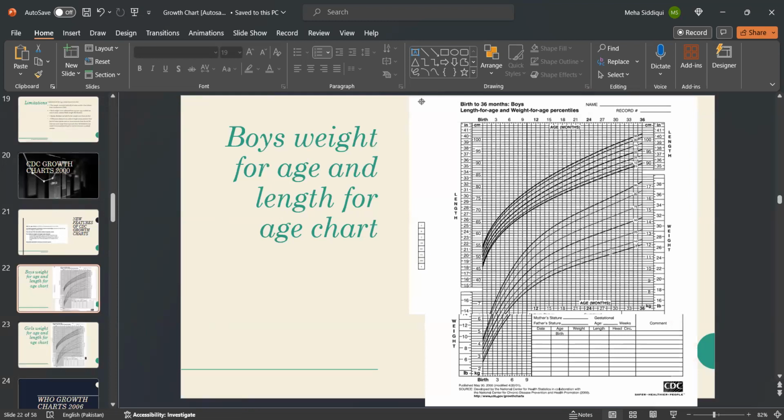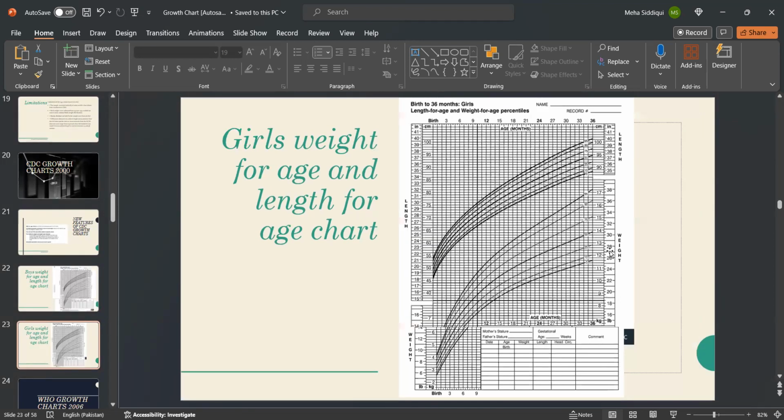This is for boys, the weight for age and length for age chart. This is for girls, the weight for age and length for age chart. Here we can see that age is given from birth up to 2 years, and here length and weight are given. And when we are trying to find the parameters of children, we first plot the age with the relevant weight and height of that child.